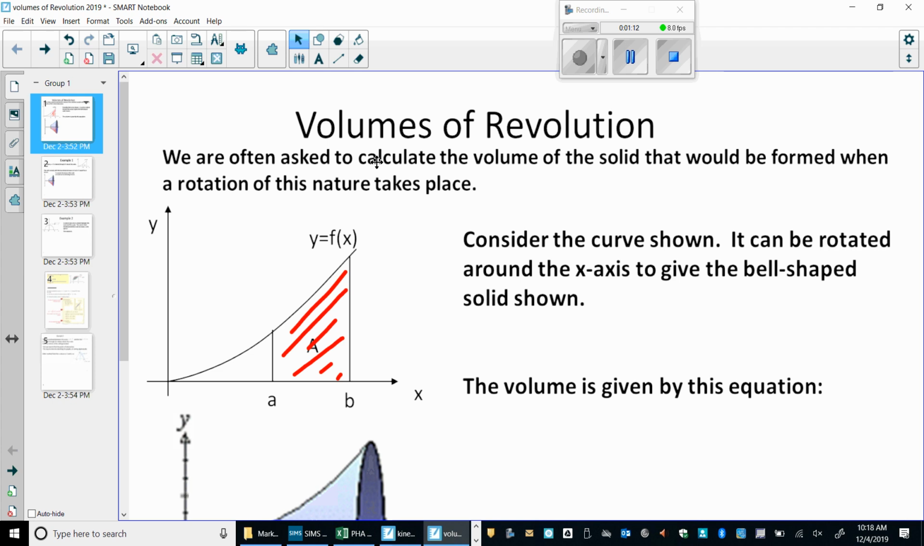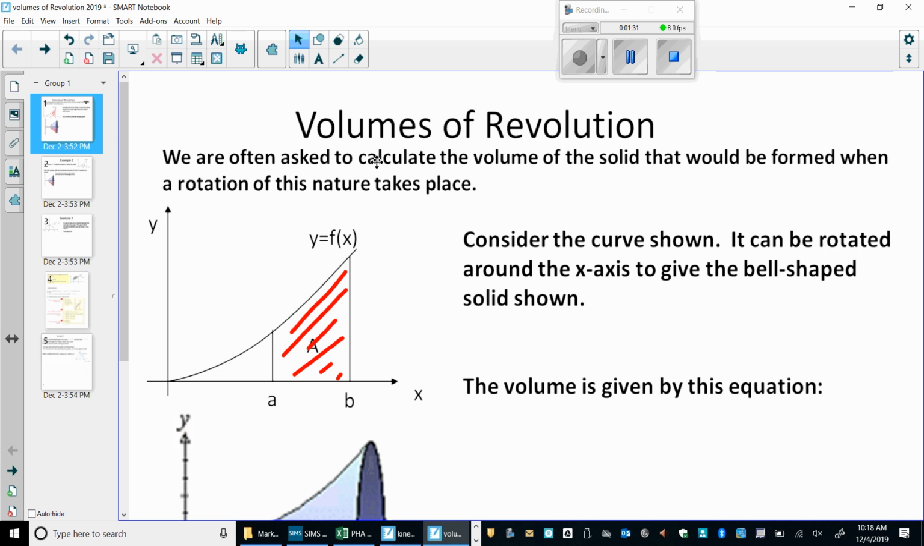Here's my little bit of graph. Here's my x-axis. I'm taking this line and rotating it around the x-axis. So it's going all the way around, and it forms a solid. Are we excited about this?